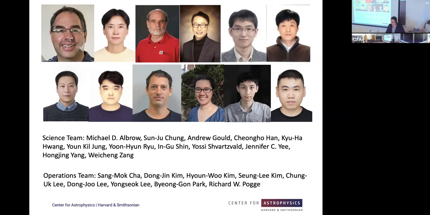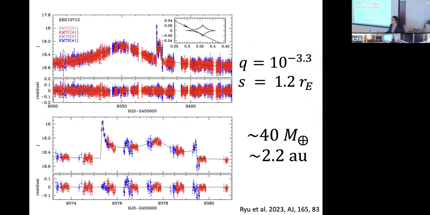So KMTNet has been operating since 2015 and has been very successful at finding planets. Successful enough that I can use a real event as my example. It's my cartoon example. And so in the top panel here, you can see the full stellar light curve with the planet perturbation. And then in the bottom panel, you can see an inset just showing the planet perturbation and how much structure there is in that perturbation. It's lasting for about 3.5, 4 days. And that long duration indicates it's a very massive planet.